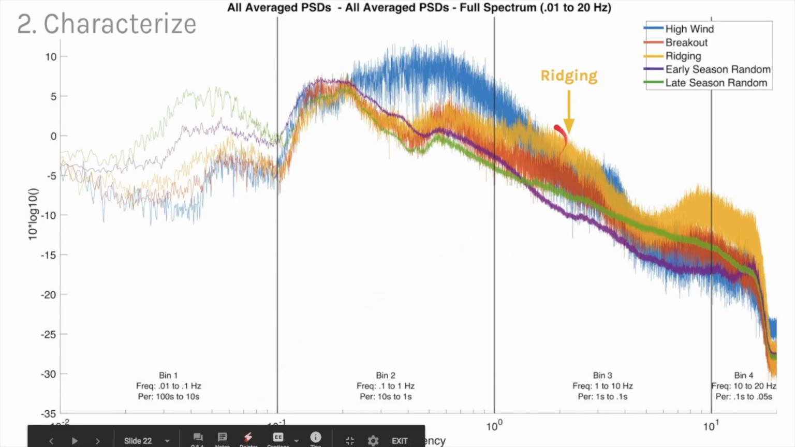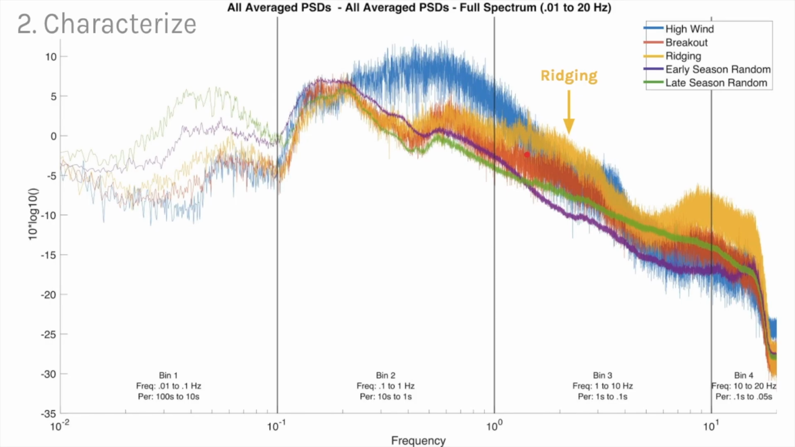Ridging is here in yellow, breakout is in red, high wind days are in blue, and lastly, we have 2 background noise signals, early winter season in purple, late winter season in green. So what these last 2 signals are, are 300 randomly sampled events for, in purple's case, the first half of the ice season, and in the green signal's case, the second half of the ice season.